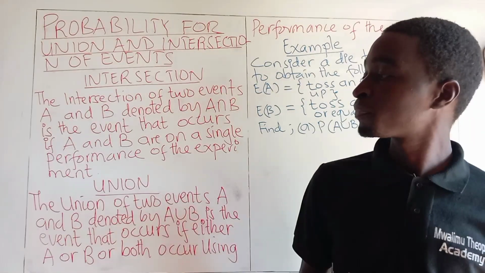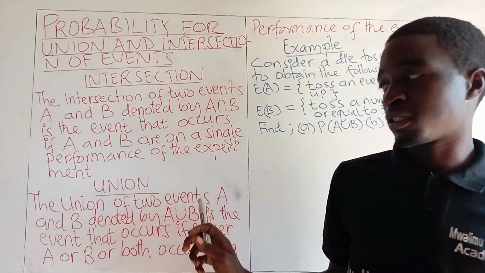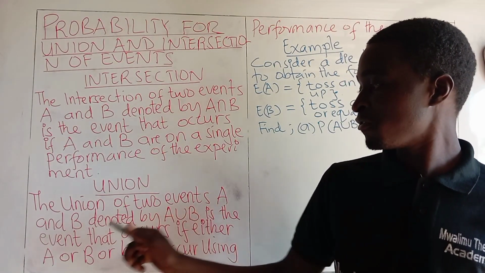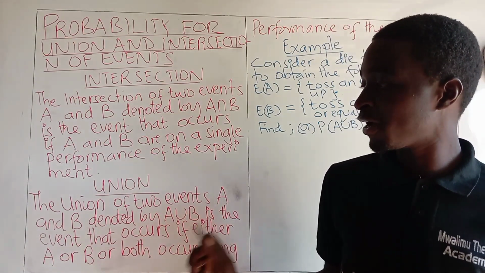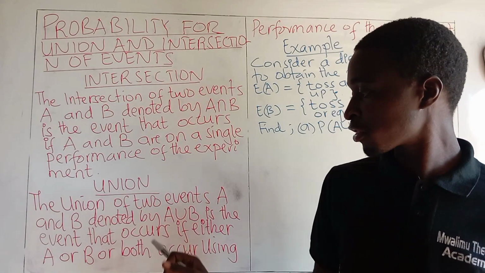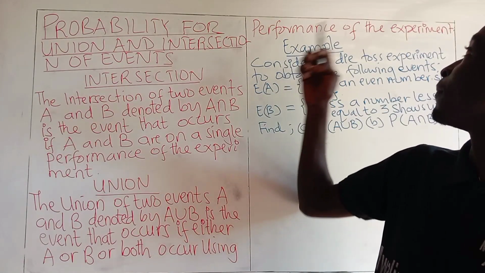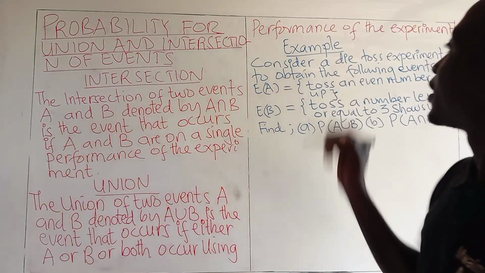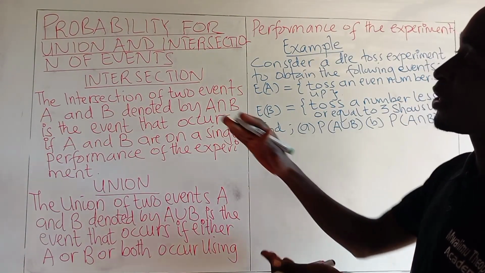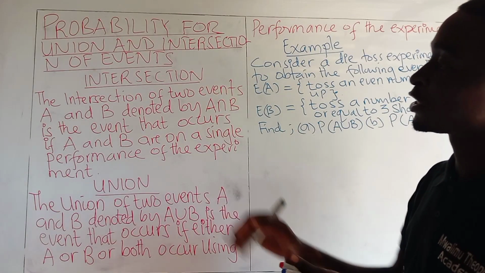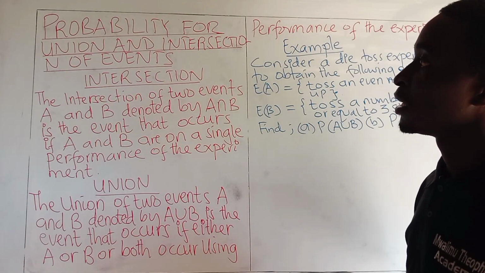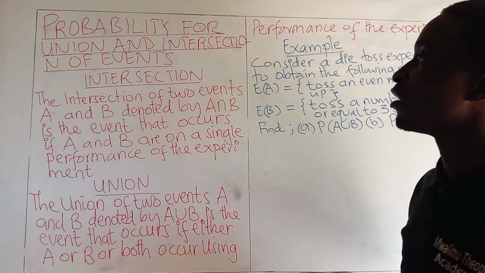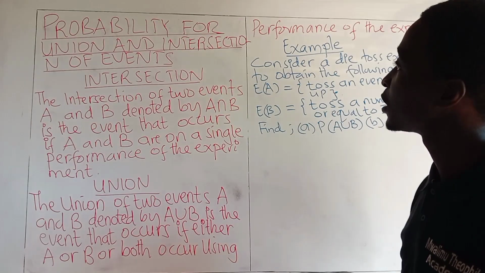What about union? The union of two events, A and B, denoted by this symbol, is the event that occurs if either A or B or both occur on a single performance of the experiment. Here we have an example to display the intersection and union concept, and we are going to associate union and intersection of events with the probability.